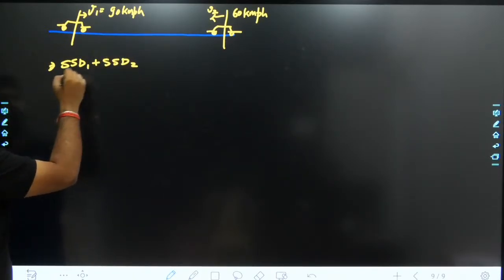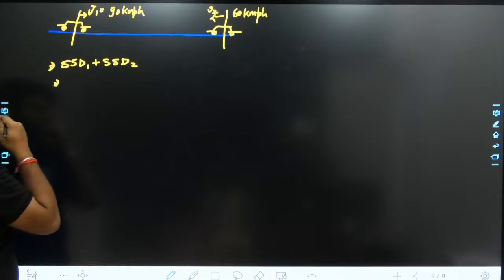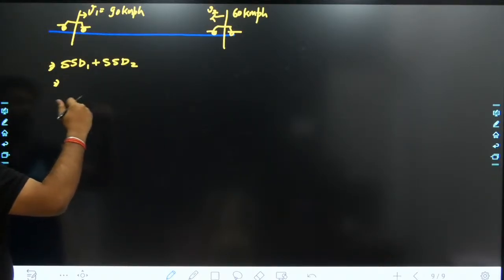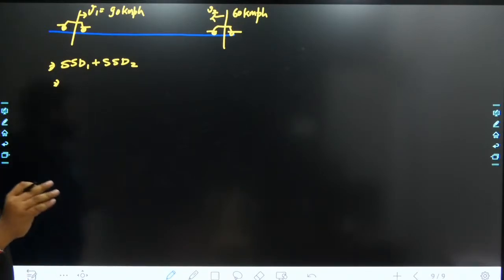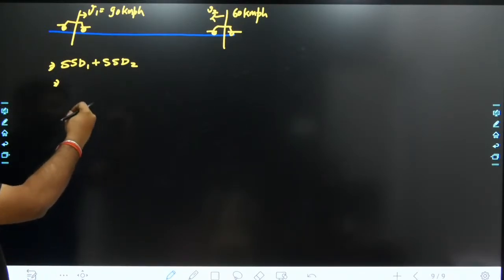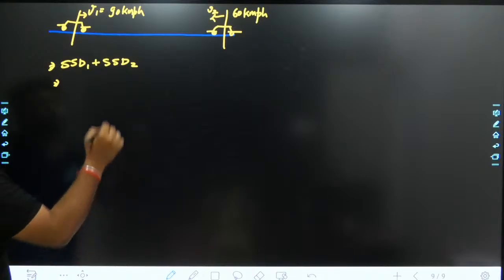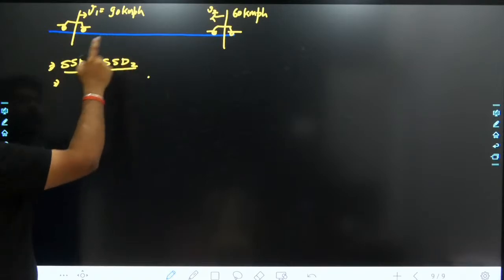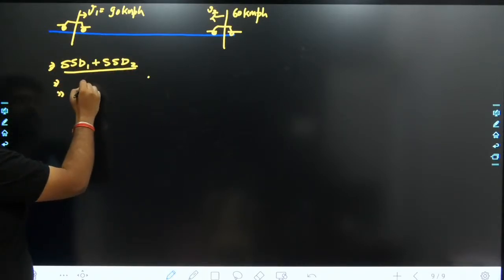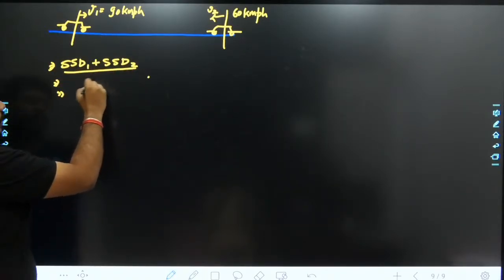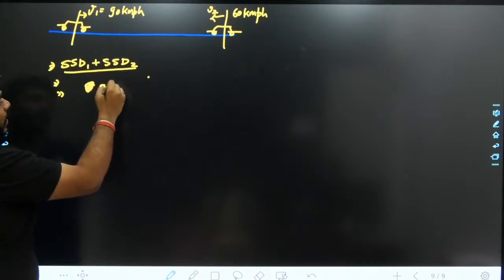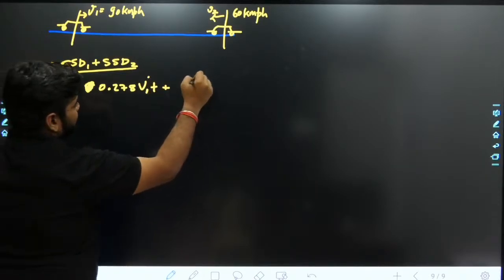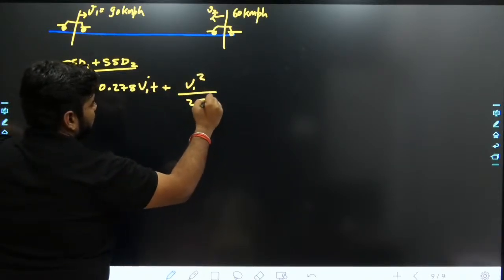So I'll give you the final expression. If someday you want to calculate it directly and you have a good memory, if it is possible to memorize the particular formula, you can use that formula. This is the way you can calculate the final value here. SSD1 plus SSD2: SSD1 is written as 0.278 capital V1 multiplied by T plus capital V1 square divided by 254 multiplied by F.